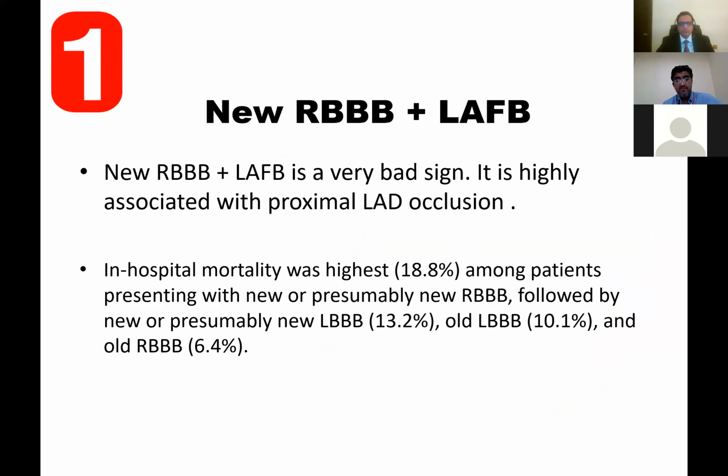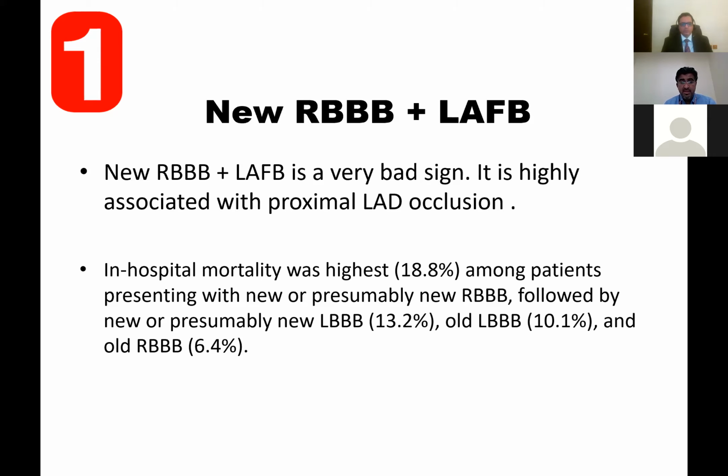I'll start with the first situation, which is the new right bundle branch block with the left anterior fascicular block. This is bifascicular block. If your patient presents with chest pain equivalent, they need to go to the Cath lab, because one of the studies showed that the mortality rate for those patients was higher than for right bundle branch block with other changes or other blocks.